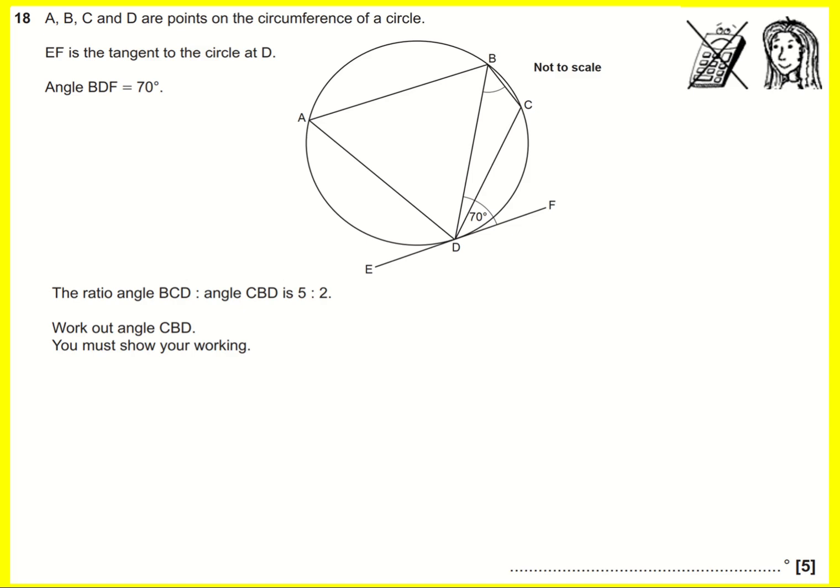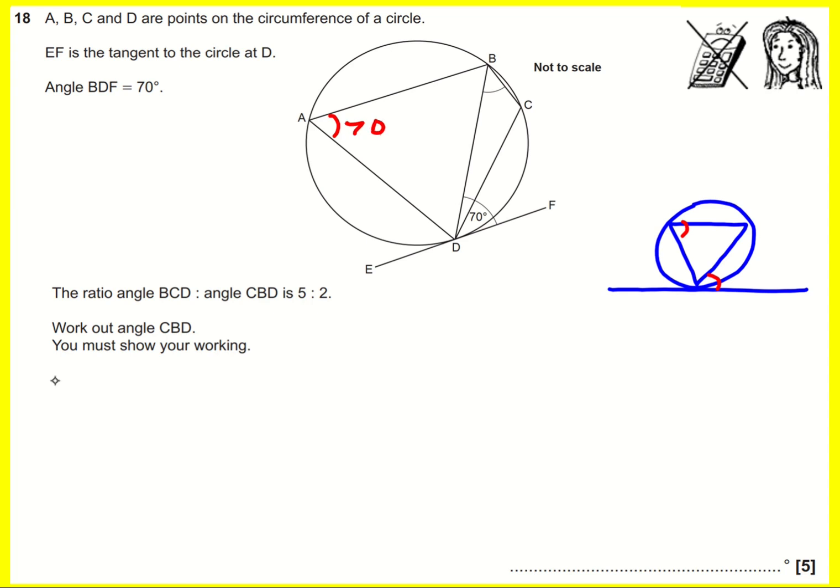This is a circle theorems question, and there's going to be two circle theorems that we need to use. The first one, I'm just going to draw a little sketch. If you have a triangle like so and you have a tangent, then this angle here is the same as this angle here. It's called the alternate segment theorem. And therefore, in our case, if this is 70, then this is 70.